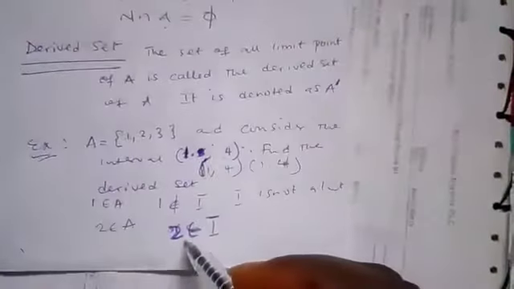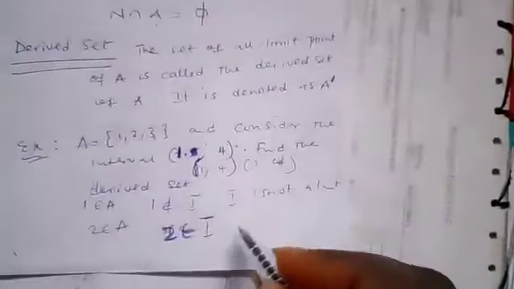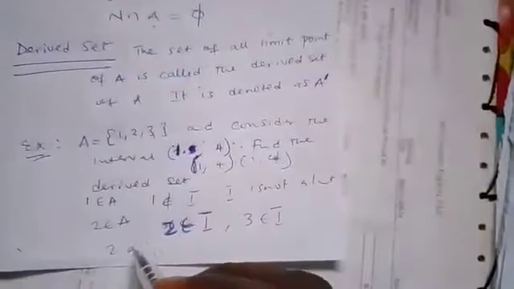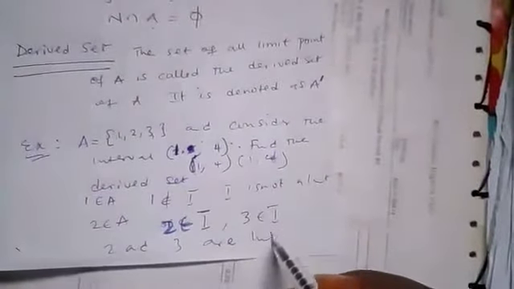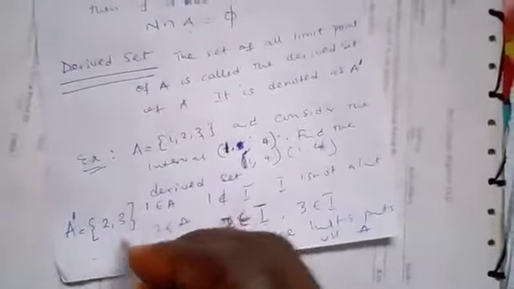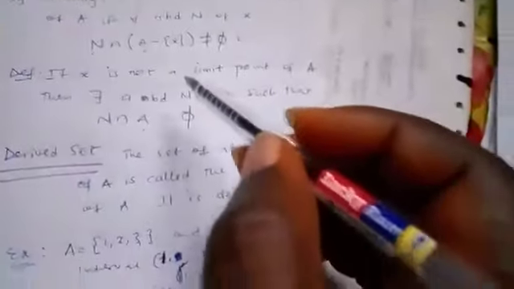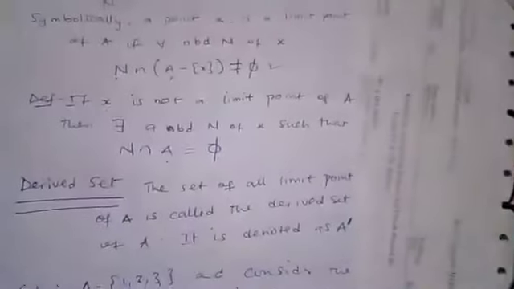So the question is, 2 is there, does I contain another point of A? So this is another point of A, which is 3. You see that 3 also belongs to I. So in this case, 2 and 3 are limit points of A. So if I want to find the derived set, it will be 2, 3. So that is the derived set of this set. That is the definition, and we can go by this too: the N intersection A minus x must not be empty. If it is empty, then we will say that that point is not a limit point.